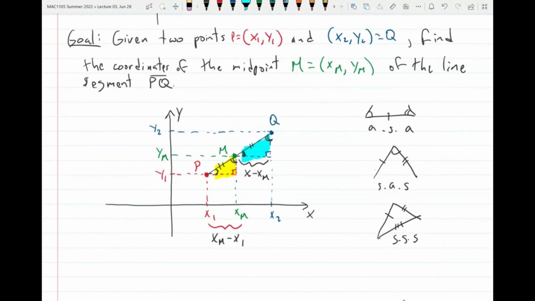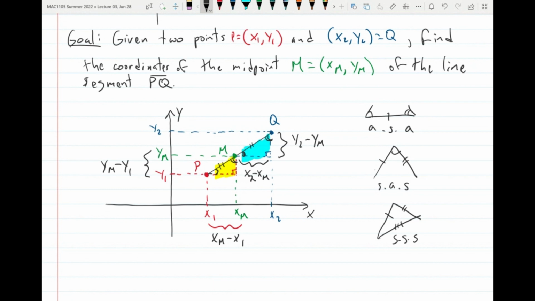Okay, good. Now, similarly, how much? Let's see, this one over here. Okay, this one, I'm going to put it here, so that doesn't get too messed up. How much is this? This is Ym minus Y1. And then how much is this? That's Y2 minus Ym. Is everybody following what we're doing?